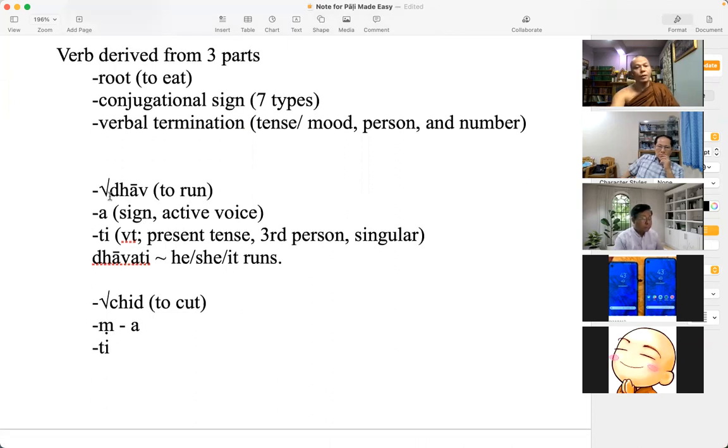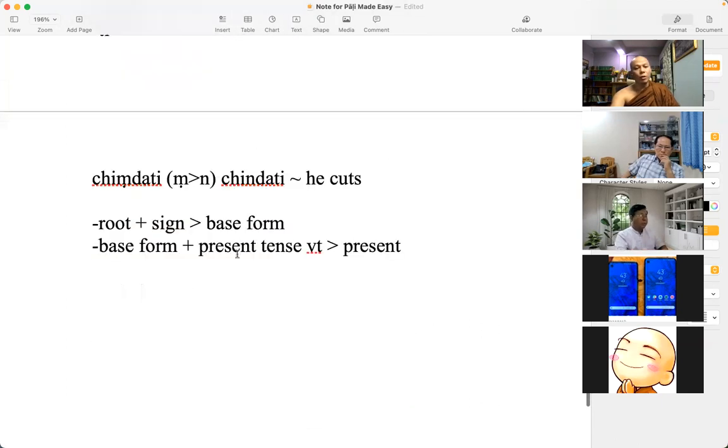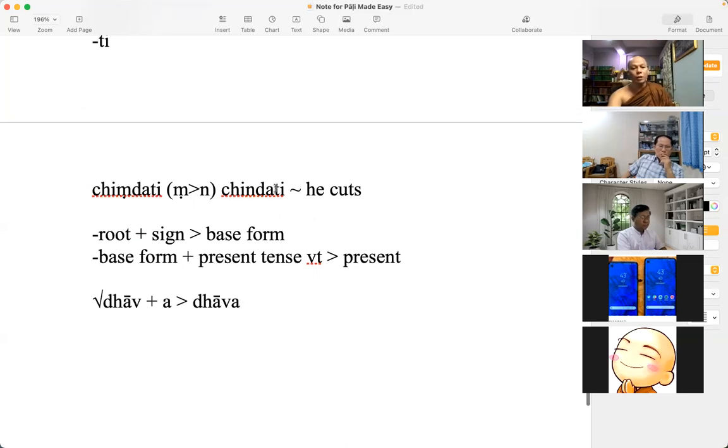So the first root is root dawa, and the sign is R. So now we have root dawa and the sign R. So we have the base form, which is da and wa. So now we only know the present tense, third person singular. That is why we have only the present tense, third person singular. So that is why now we need to learn the present tense verb termination.